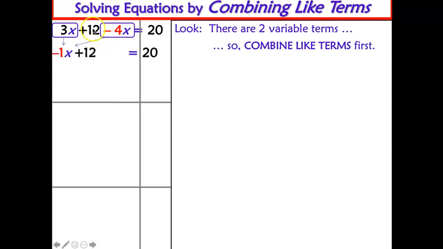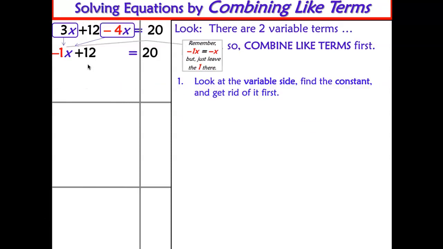Okay, and then you just copy 12 and then you put down 20. Okay, now do the same thing that you have done before. You wanna group constant to constant and then variable to variable. So at this point, you wanna get rid of 12 or eliminate 12 by doing the opposite. This is plus 12, so the opposite is minus 12. So you're going to subtract 12 on both sides.